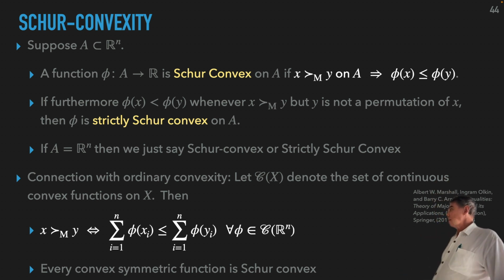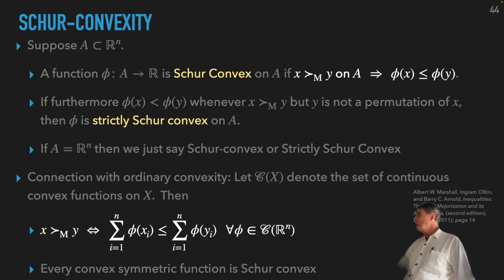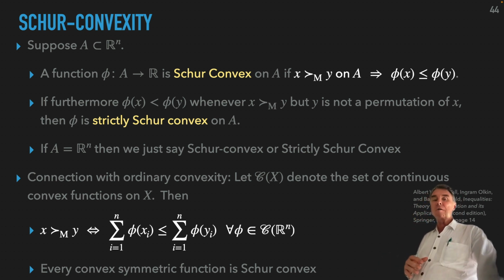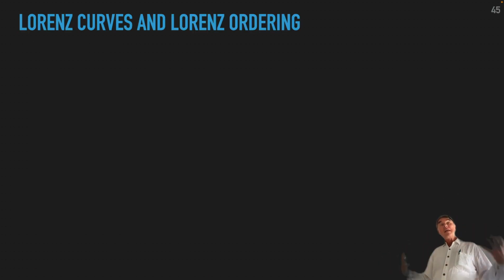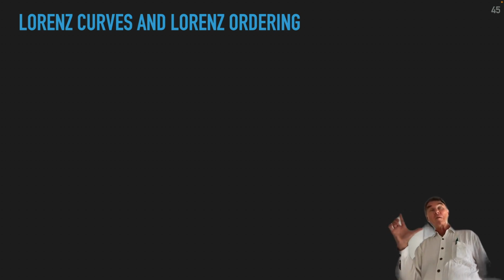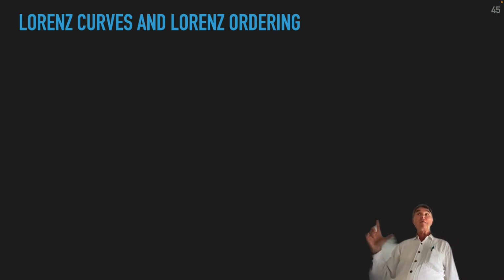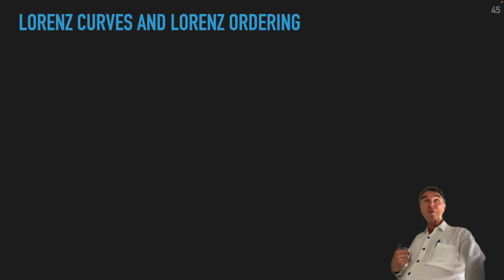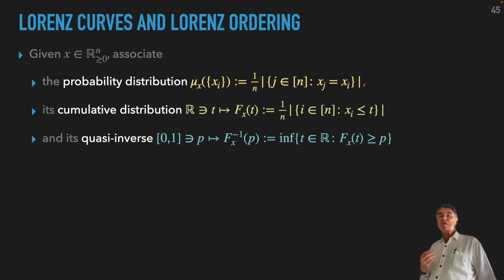And yes, there's the connection with normal convexity. Every convex symmetric function is Schur convex. Now, we need this because one of the most classic ways of measuring economic inequality, and this is the one that would be quoted in newspapers, builds on a thing called the Lorenz curve.